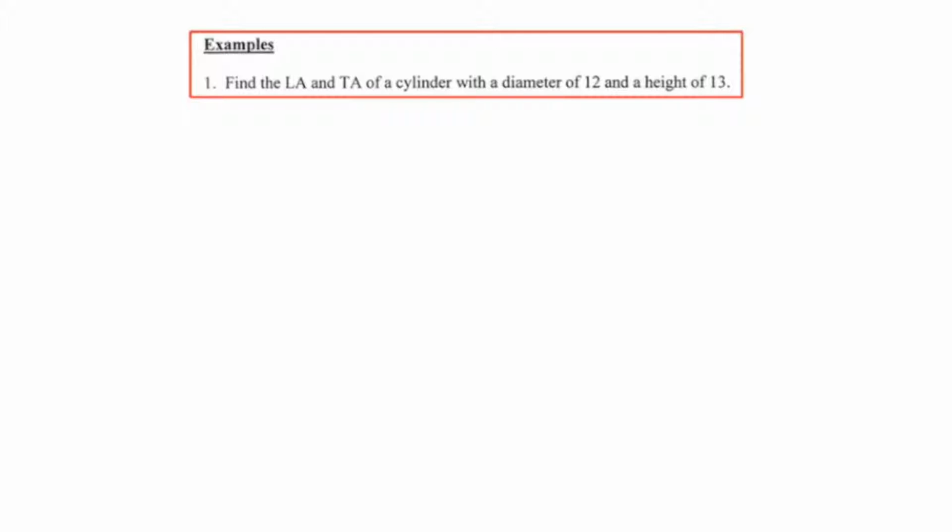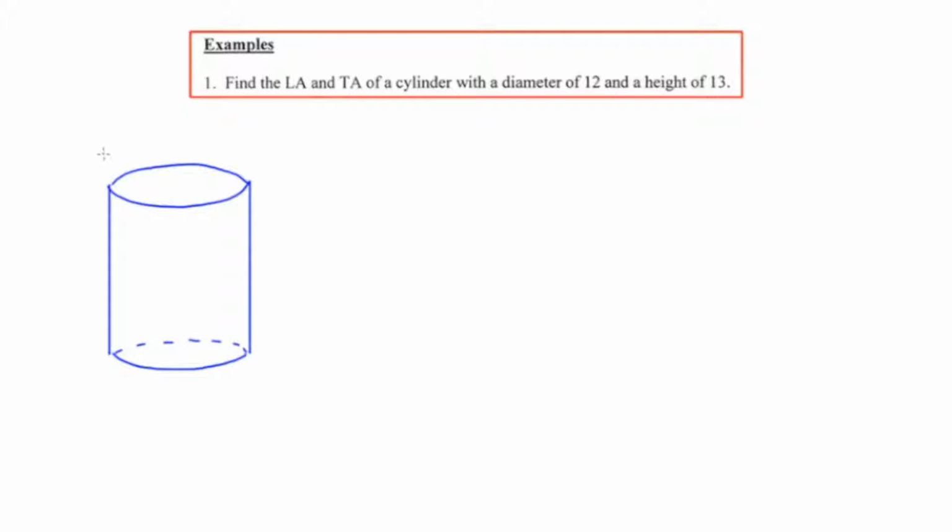Okay, so let's take a look at our first example. Number 1. Find the lateral and total area of a cylinder with a diameter of 12 and a height of 13. Well, to me, this problem is just screaming out for a diagram. So I'm going to start by drawing a diagram of a cylinder.